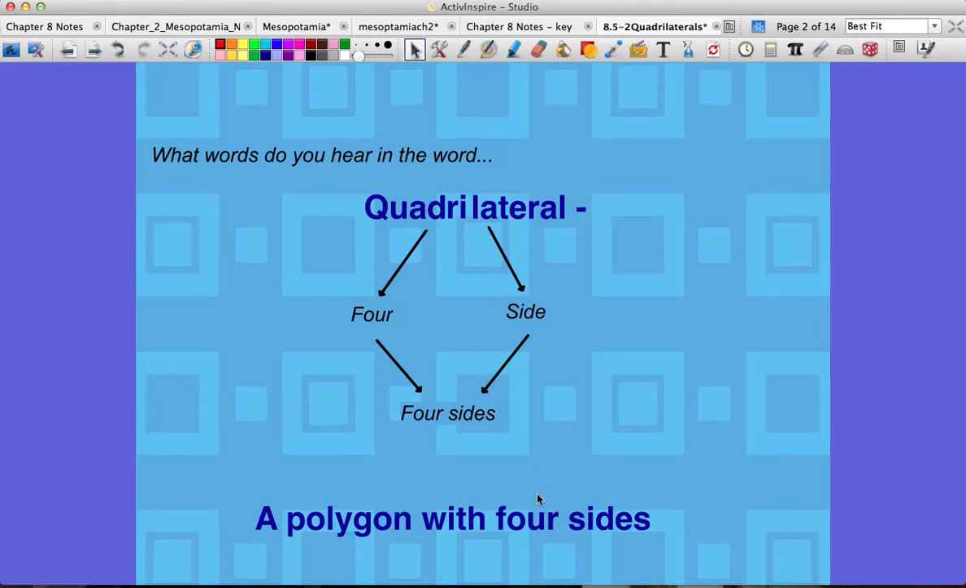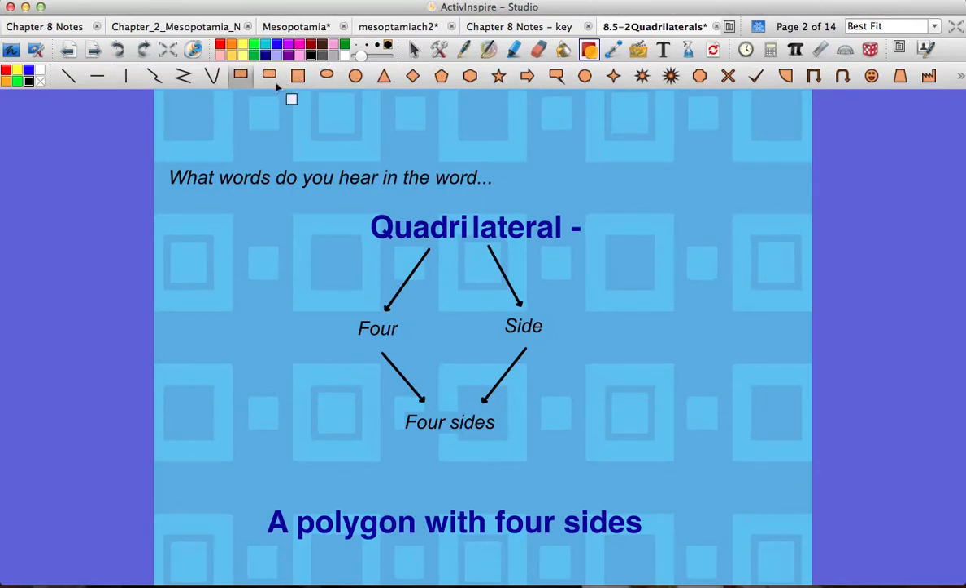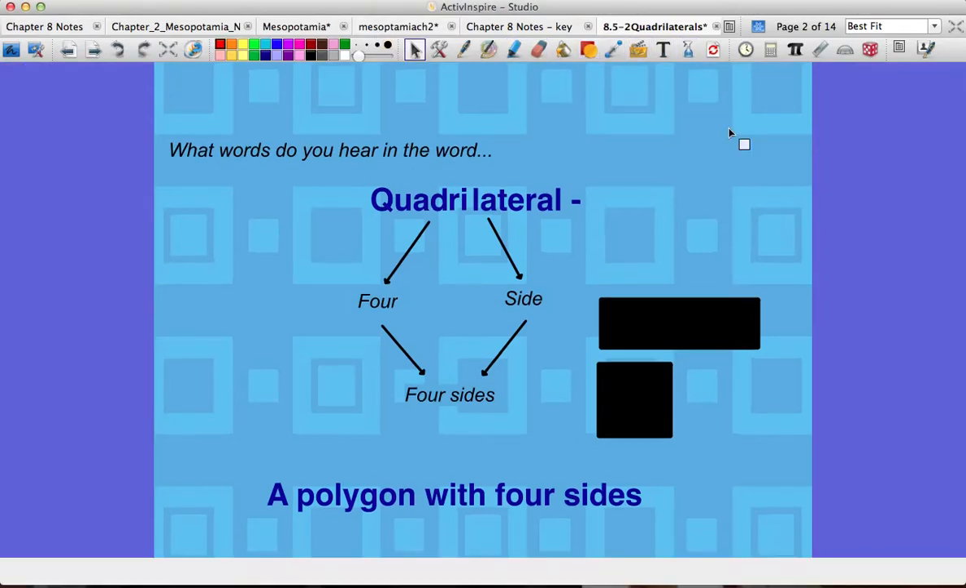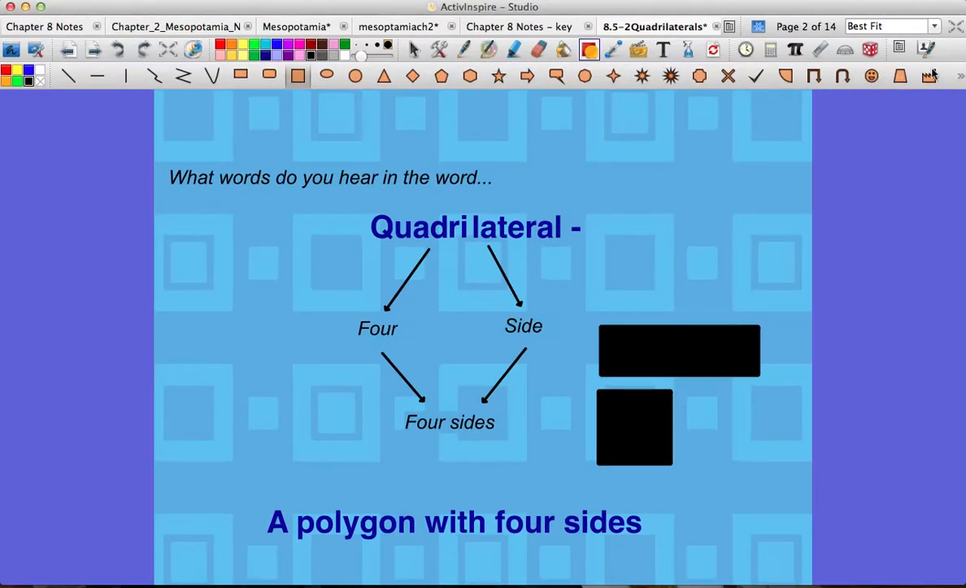So any shape that has four sides would be a quadrilateral. So you can draw anything. For your example, you can draw a rectangle, you can draw a square, you could even draw a parallelogram, or a rhombus, or a trapezoid. So here's a trapezoid. Any of these will do.